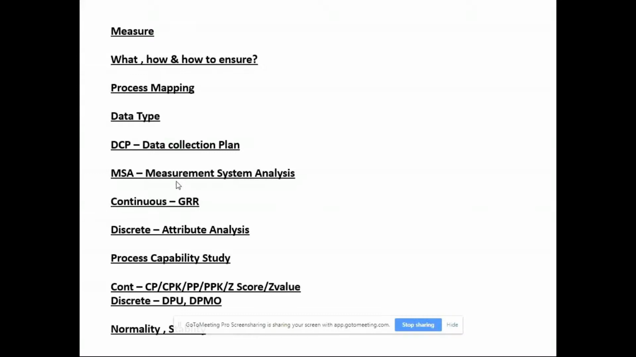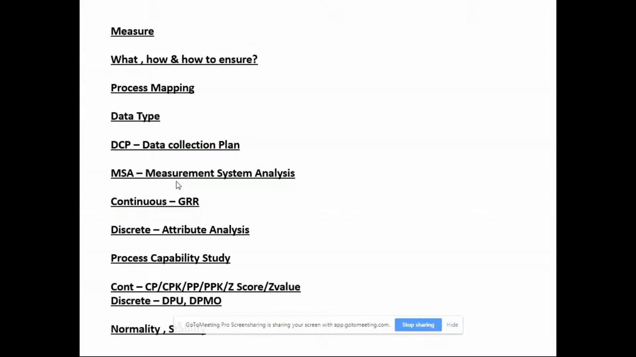Now, what has happened in define? You have defined what is it that you want to do in the project. Then you would enter measure phase. Measure phase is all about three things: what to measure, how to measure, and how to ensure what we are measuring is correct. So you initiated with a problem area or a problem statement. You did the process mapping. You mapped the entire process. You tried to find out what are the non-value-added steps in the process, what are the wastes in the process.